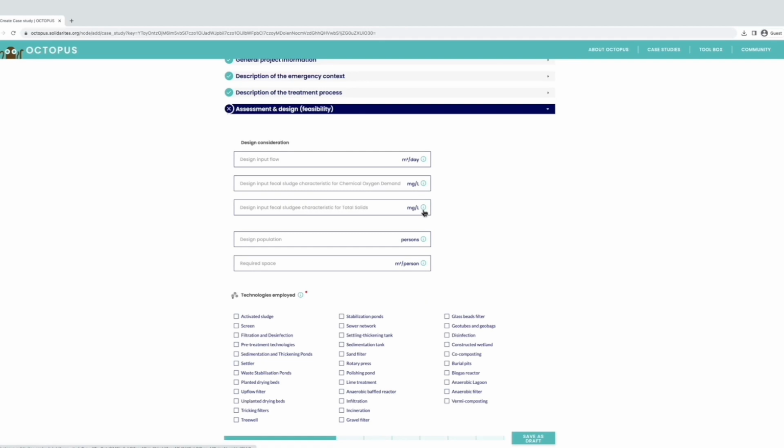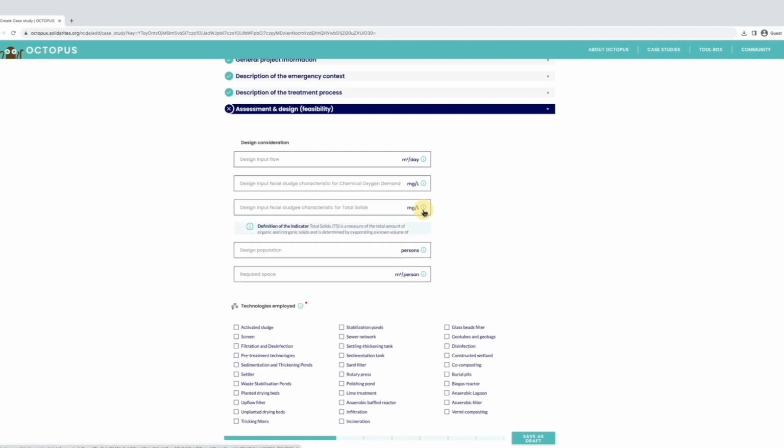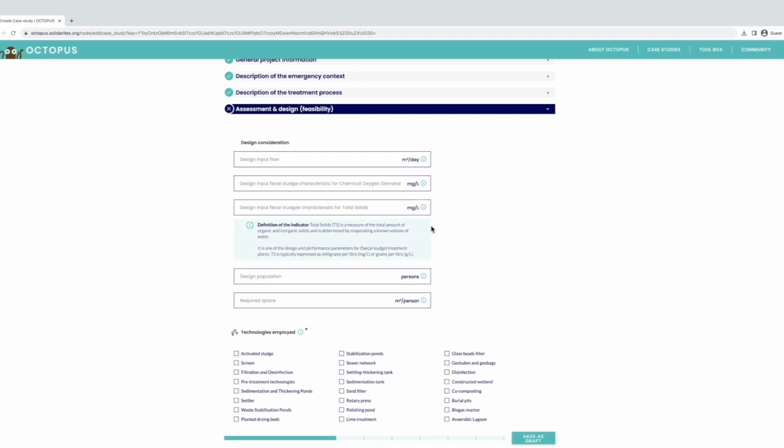The design input fecal sludge characteristic for total solids (TS) is a measure of the total amount of organic and inorganic solids within the fecal sludge and is another parameter that can be critical for process design and is a performance parameter expressed in milligrams per liter.